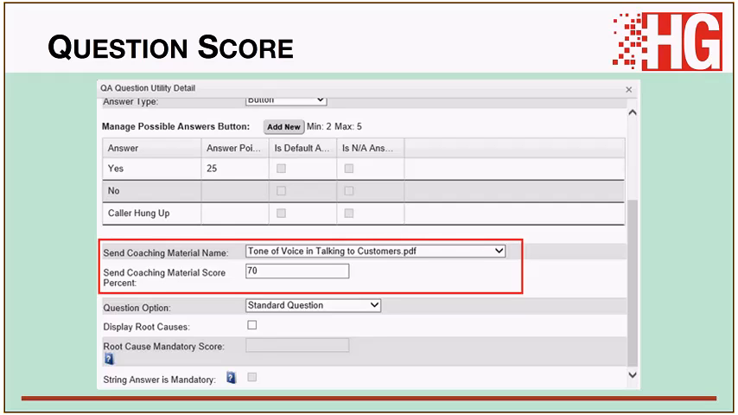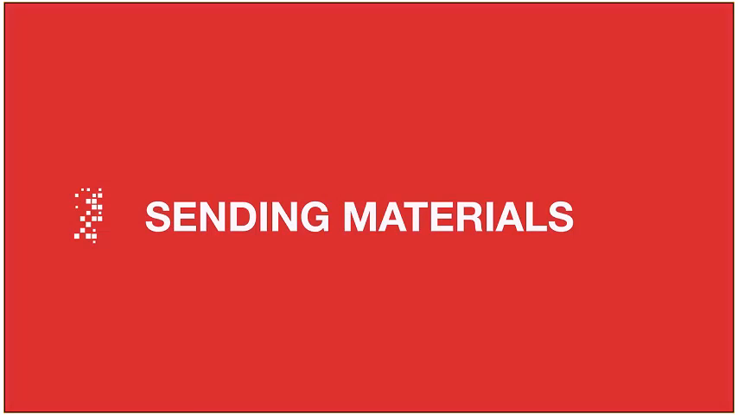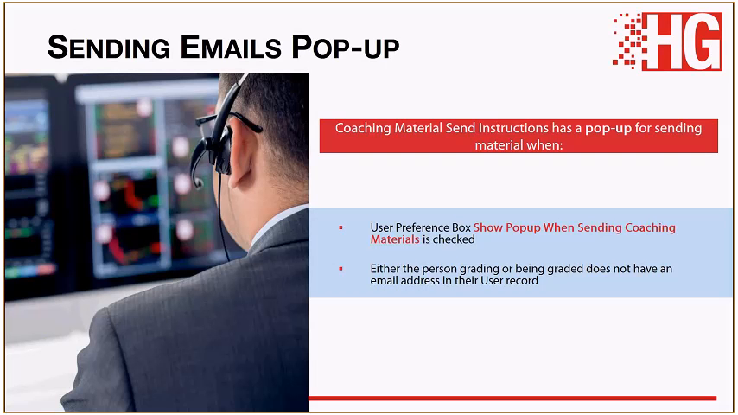So when a question, a category, or even the total score is below a certain percentage, you're actually sending the materials to them. Now, it can be automatic, but you can also set it up so that there's a pop-up for sending material when the user preference box says show pop-up when sending coaching material. So it doesn't have to be sent automatically. You can have it pop up so that you're aware that it's going on.